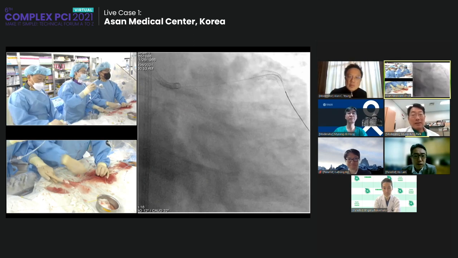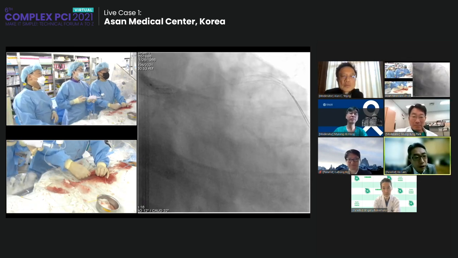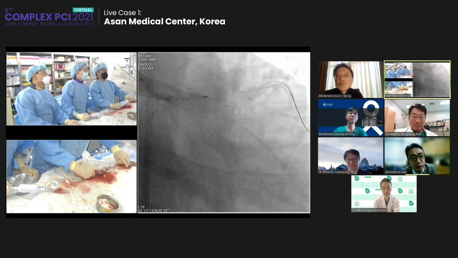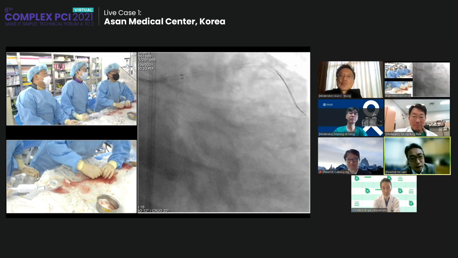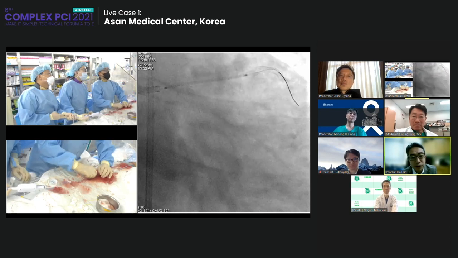All right. In our center, we also believe this is a good method. Especially in calcified cases, many of the fellows or colleagues would like to use this method.